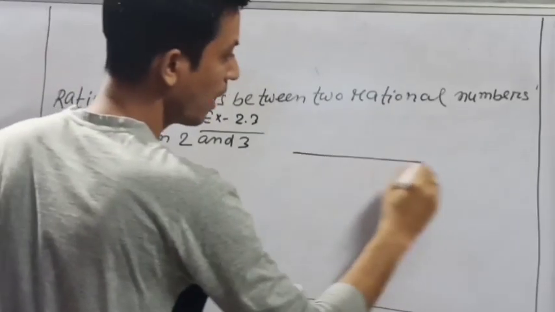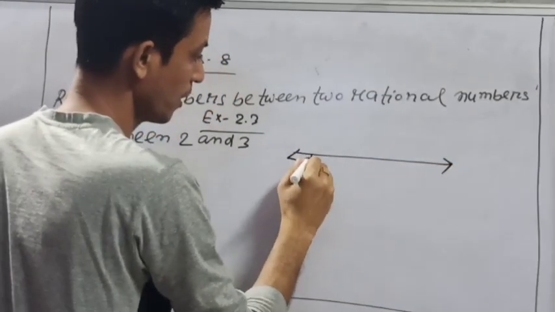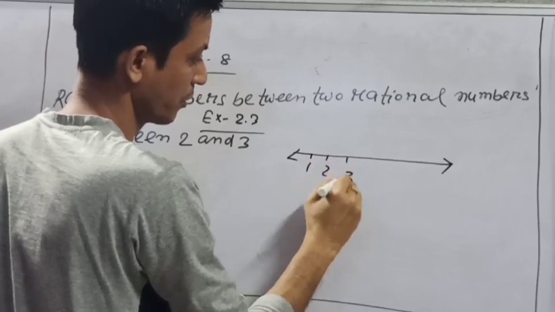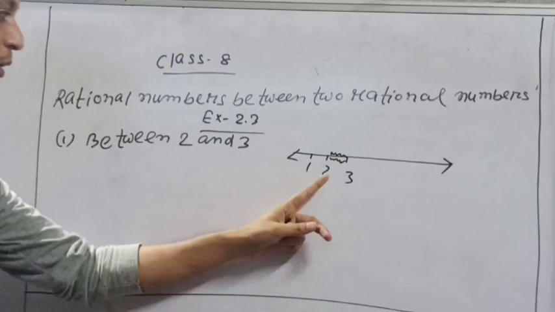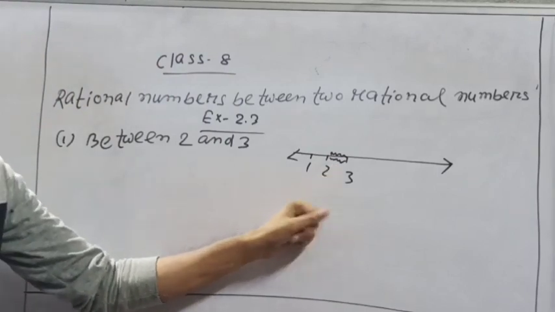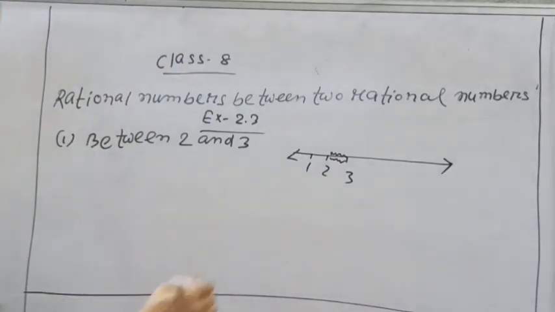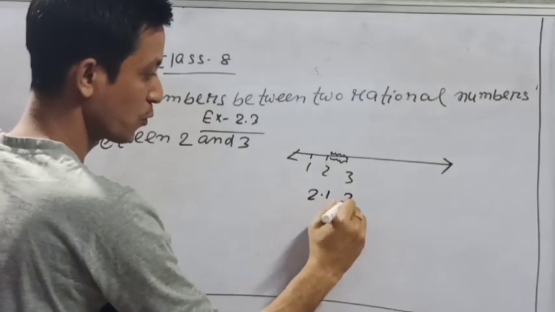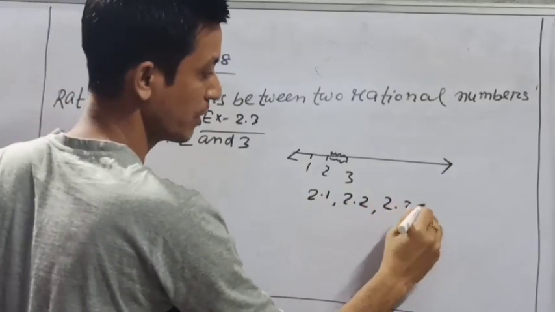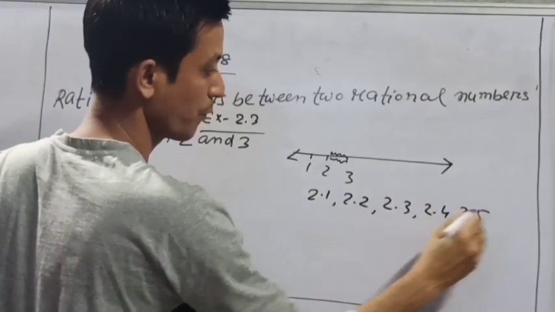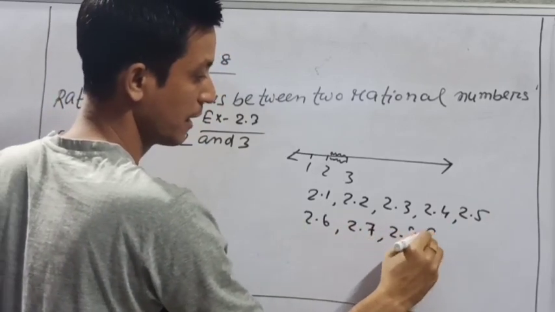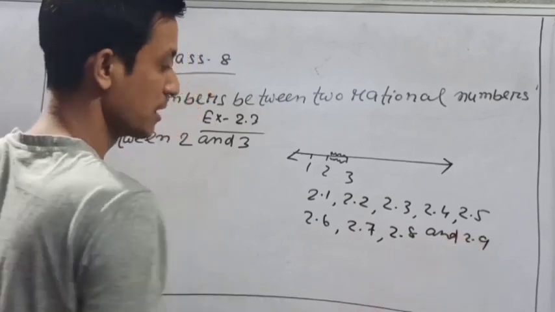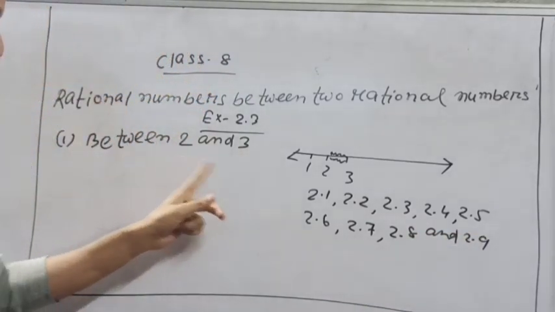So if I draw a line, here 1, here 2, here 3. So rational numbers are here. We'll get some numbers between 2 and 3. Here we show, suppose, 2.1, 2.2, 2.3, 2.4, 2.5, 2.6, 2.7, 2.8 and 2.9. These are the decimal numbers that come in between 2 and 3.